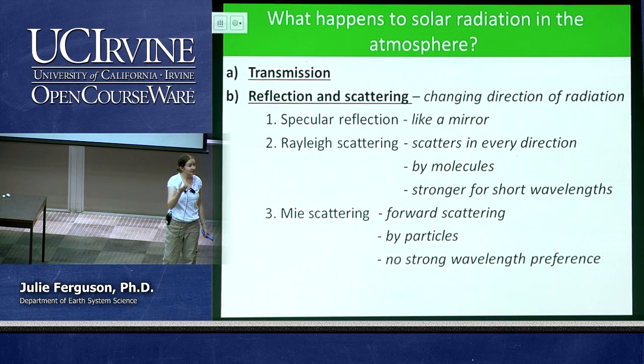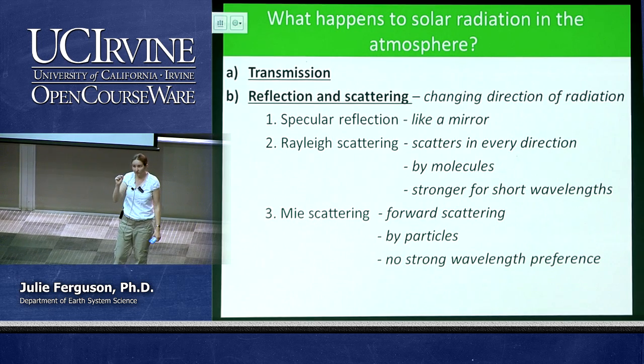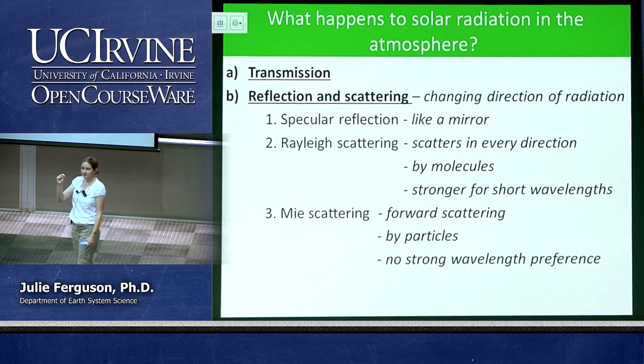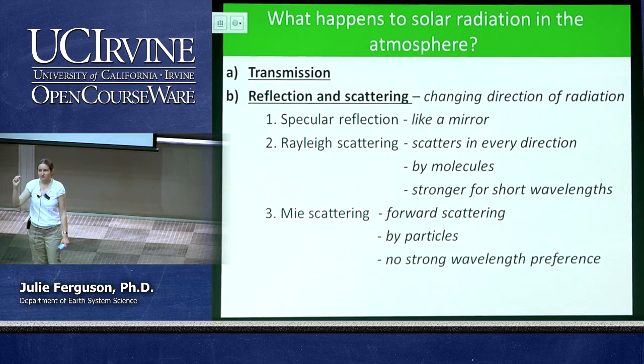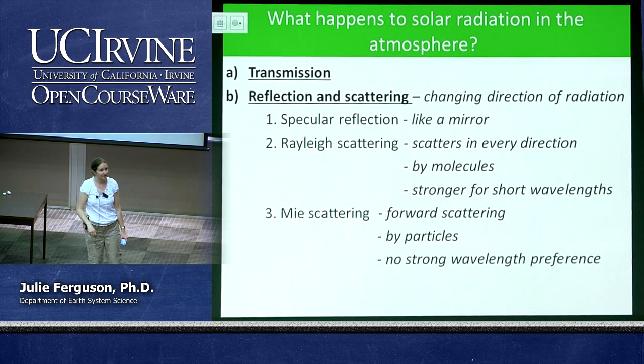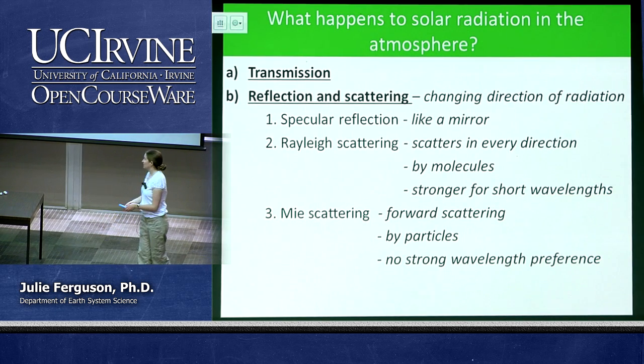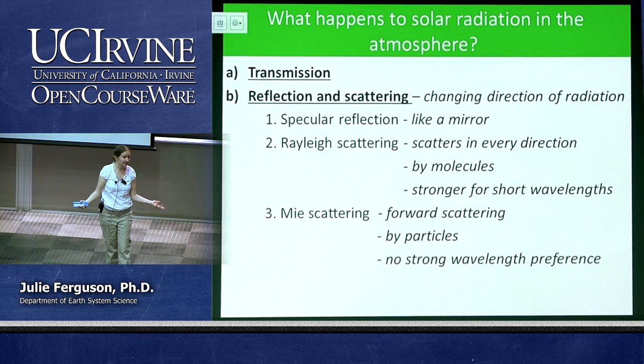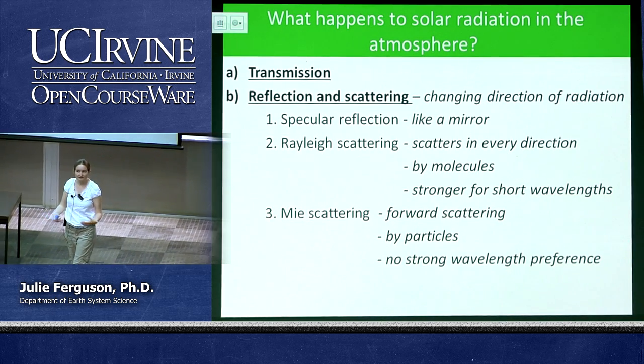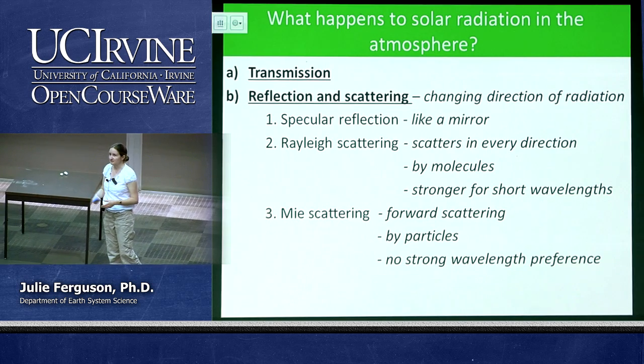And this is done by much larger things in the atmosphere. So not by really tiny molecules. This is now big particles or little droplets in the clouds, something like that. Okay? And this doesn't care what wavelength it is. So it's not preferentially scattering the blue wavelengths. It's scattering whatever hits it.